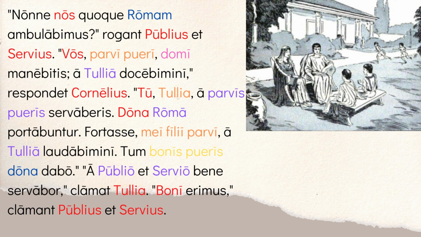Fortasse me filii parvi, Tullia laudabimini. So he says, perhaps my young or my small sons, me filii parvi, my little boys, right? He says, perhaps you will be praised, right? The mini, mini is passive, second person plural. So you all will be something. The bi makes a future, so you will be. So he says, you will all be praised. Tullia, there's your ablative of agent again, because you have a passive voice verb. You will be praised by Tullia. So you say, maybe you'll be praised, right? She'll say how great of a job you did.